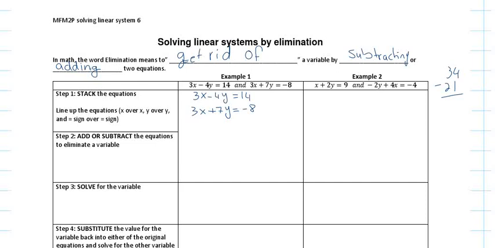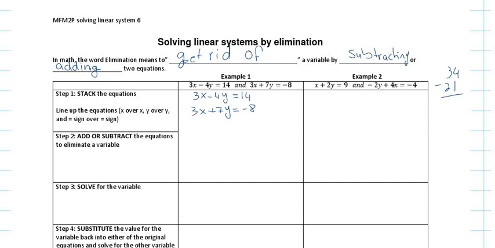Do you notice anything about the terms? So, yes, I have a negative and positive. How about the x's? They're the same, right? They have the same coefficient, right? They're both 3x, okay? The other one is minus 4y and then plus 7y, and the other one is 14 and negative 8. So if I want to eliminate one of the letters, I'd probably be able to eliminate the x because both of them have the same coefficient.